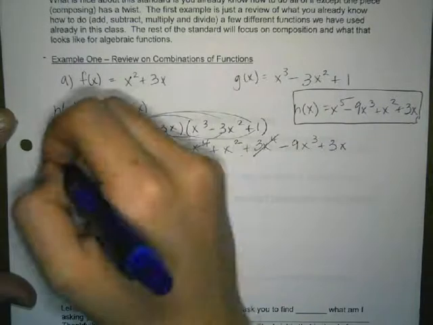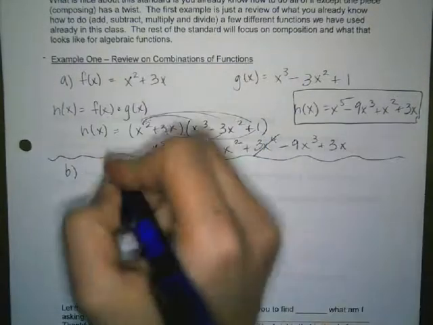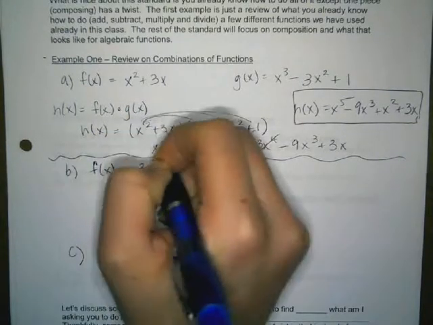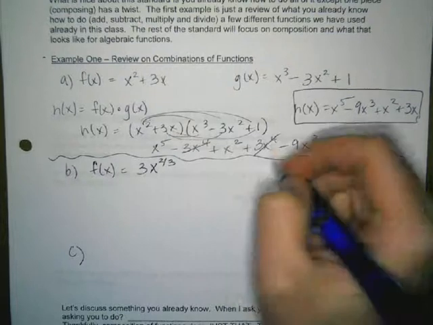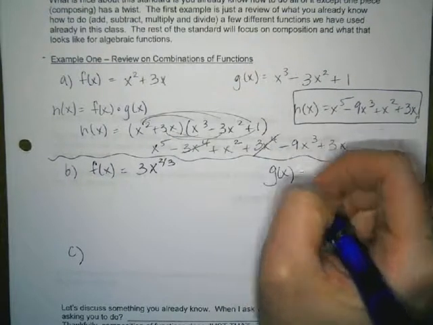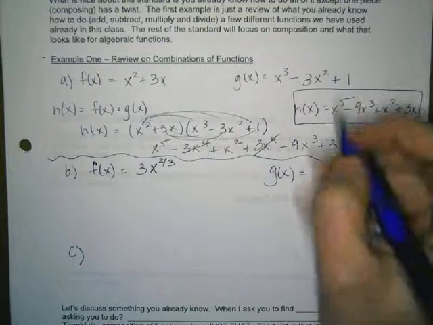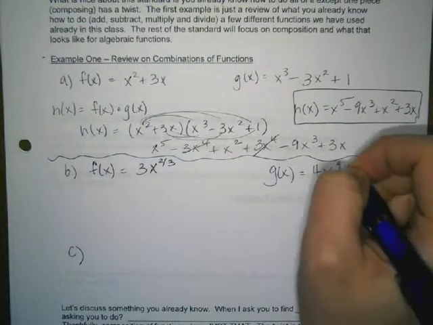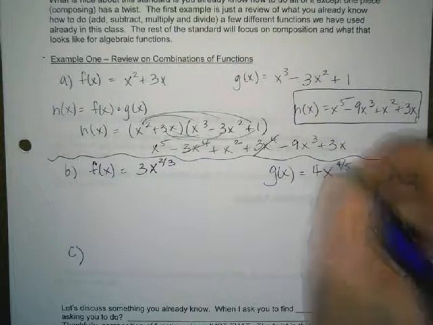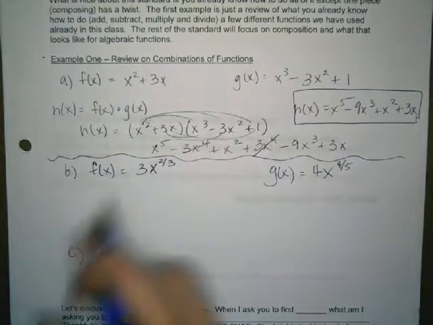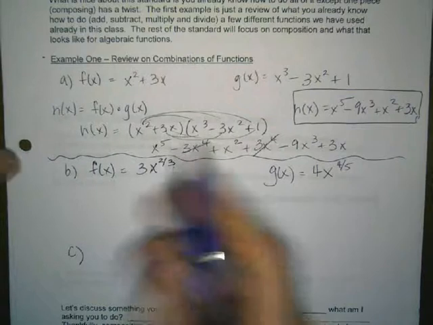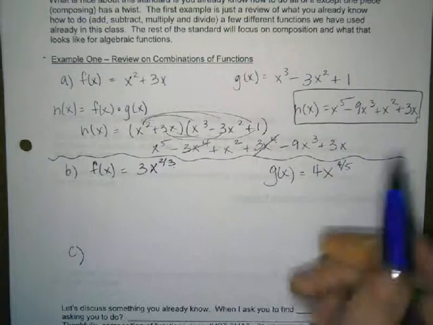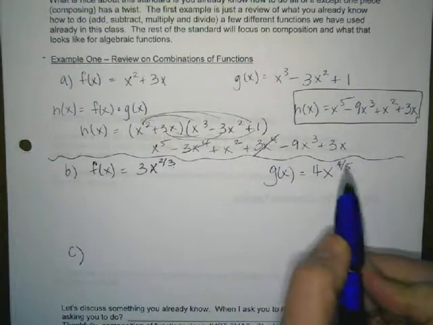Let's look at 2 different functions for b. 3x to the 2/3 for f of x, and g of x is going to be 4x to the 4/5. Okay, so I know we talked about yesterday the fact that x to the 2/3 really means the cube root of x squared, because this is power and that's index. So this would be the 5th root of x to the 4th, because the 5 is the index.